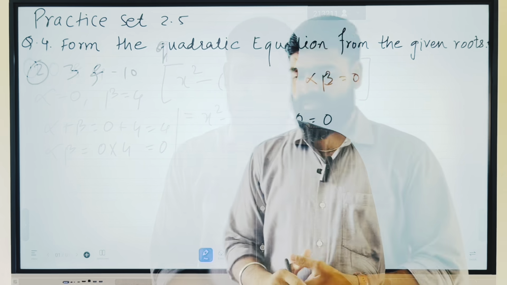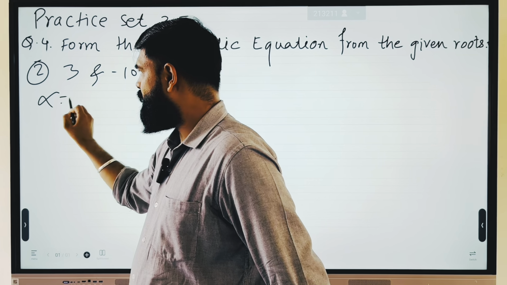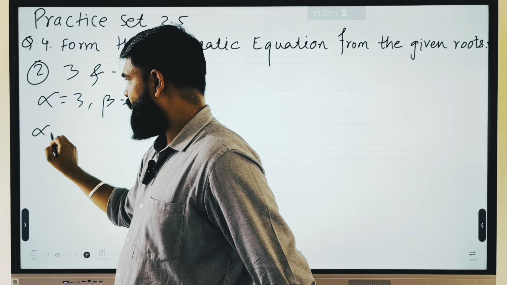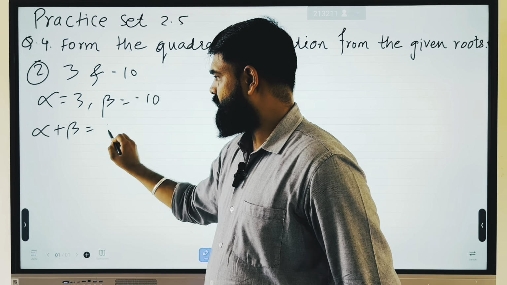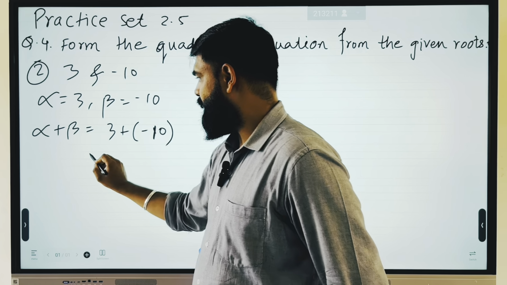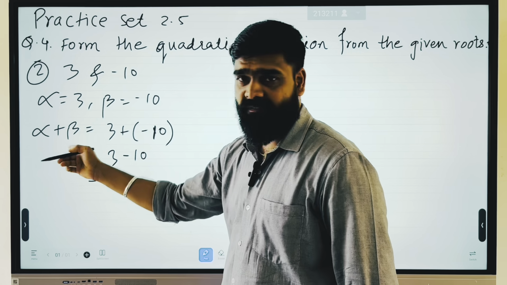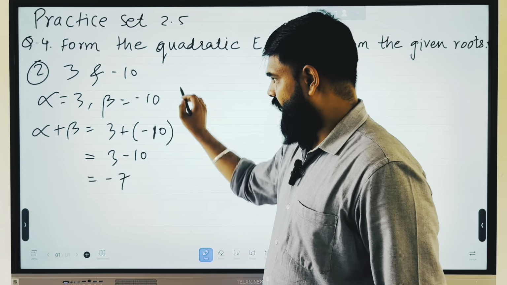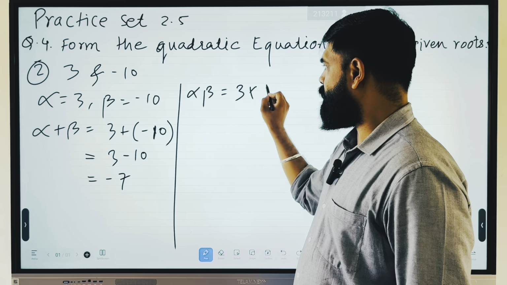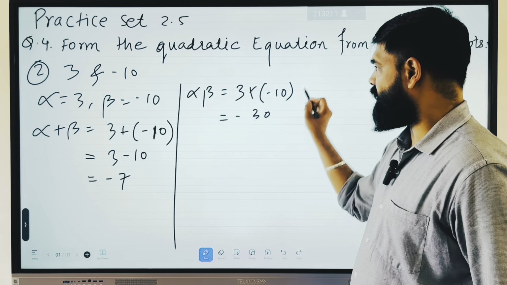Question number 2 is 3 and minus 10. So these are the two roots. So alpha is equal to 3 and beta is equal to minus 10. So alpha plus beta, 3 plus minus 10, is equal to 3 minus 10, and minus 7 is the answer. Alpha plus beta is minus 7, and alpha into beta, alpha is 3 into beta is minus 10, so alpha into beta will be minus 30. So we got these two values.